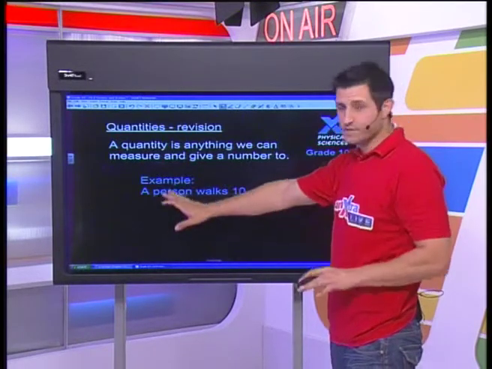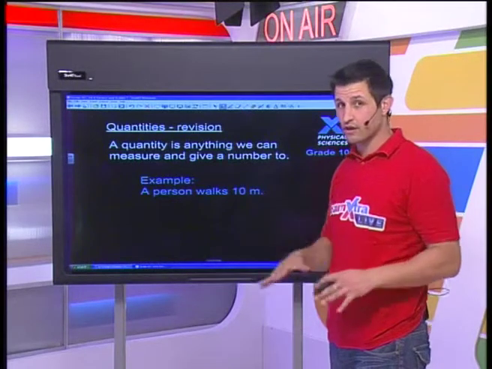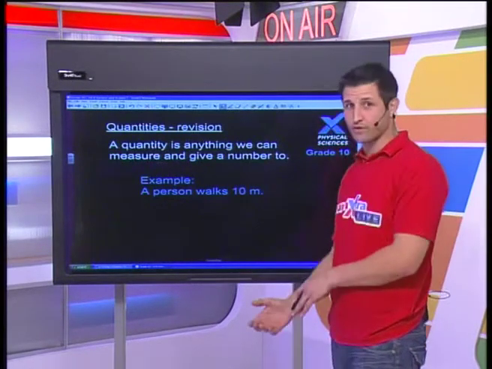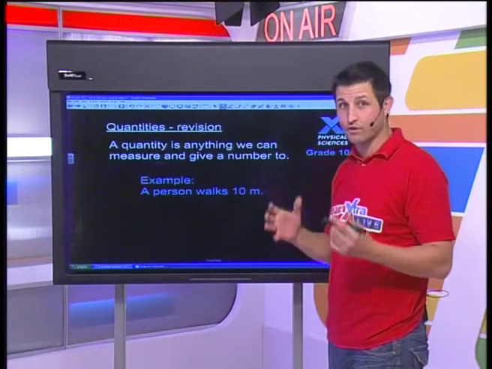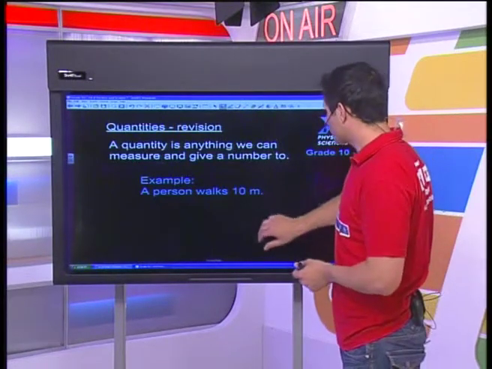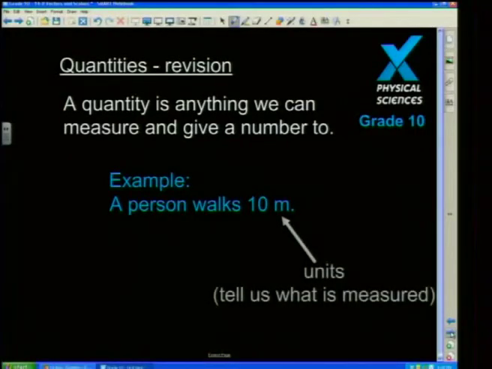So I've got an example over here on the board which says a person walks 10 meters. Not a lot of information. We know that there's a person involved. We know that there's 10. And then there's something magical attached to the end of a quantity. What we're going to explain here is that there are units attached to a quantity. There's usually a number which is attached as well, and now that introduces another word.